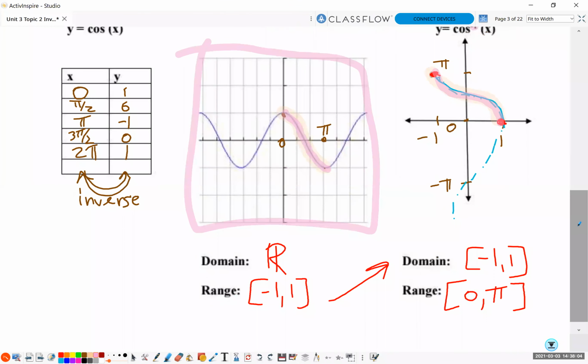And again, you can see the switching. The range becomes the domain. The range is not all real numbers in cosine inverse x, because when I restrict the domain, that automatically restricts the range. You just got to stop me when you have questions.